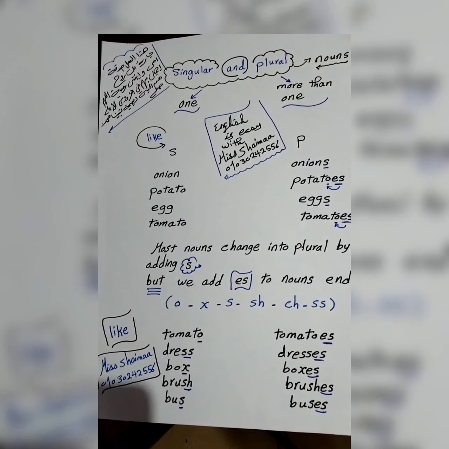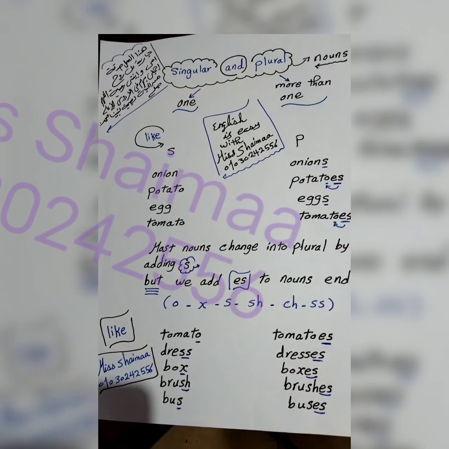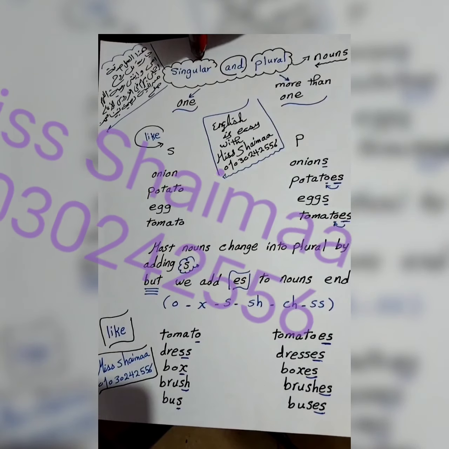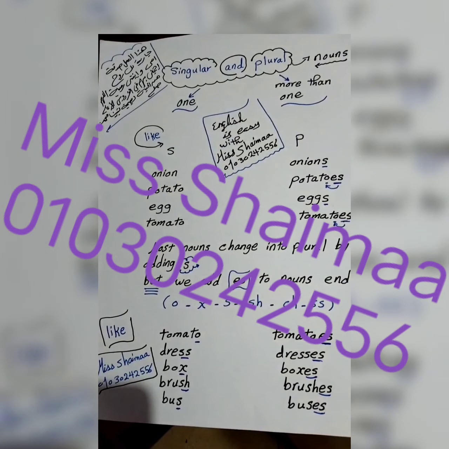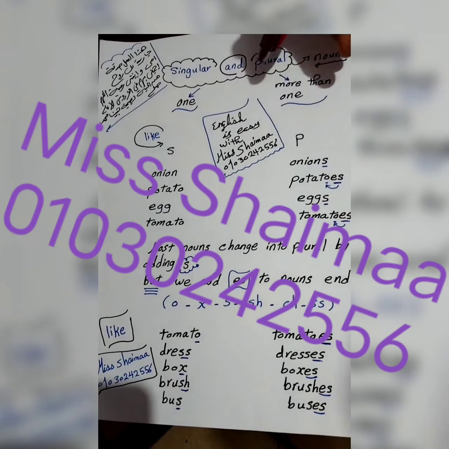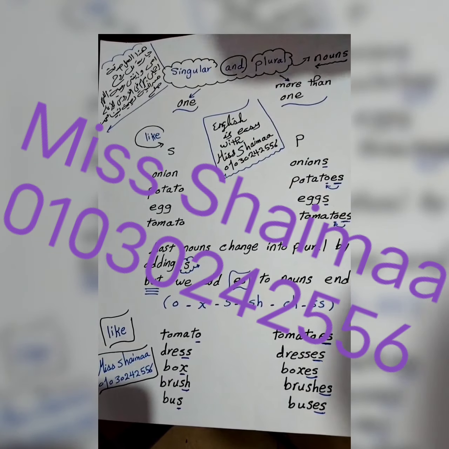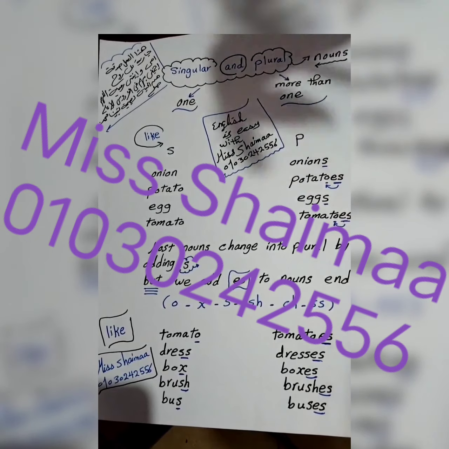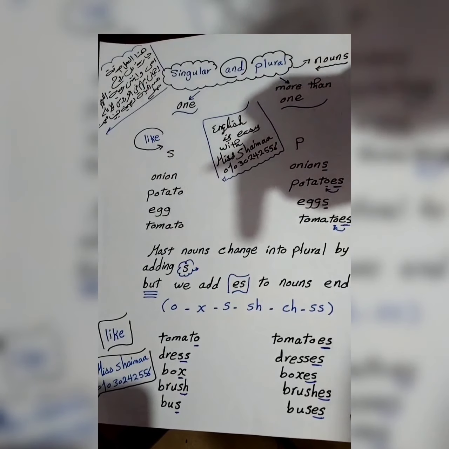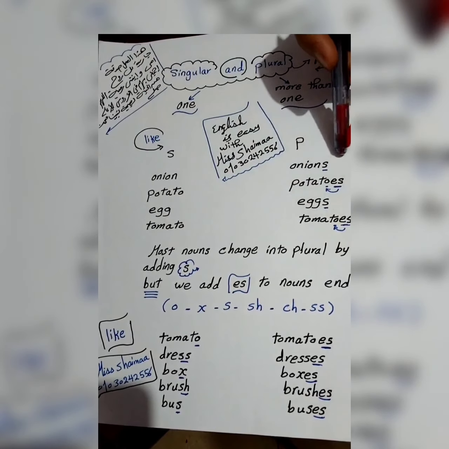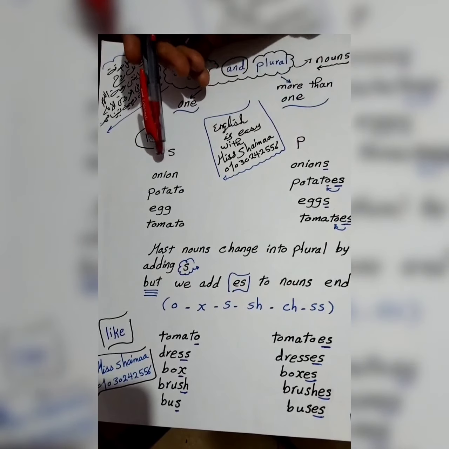The second part here is about singular and plural nouns. What is the singular? Singular is one of the noun, only one. But plural is more than one of the noun. Like these examples. Look here. Onion, one onion. Onions. This is the plural of the noun onion.